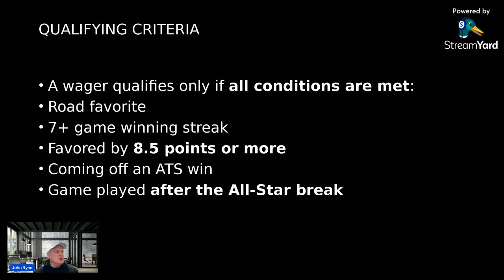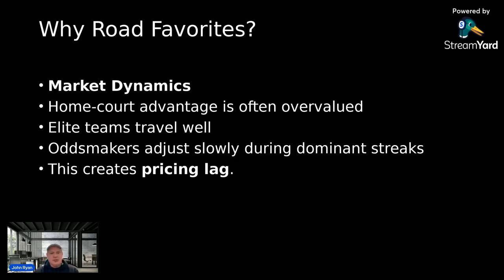And why the road favorite? Historically, markets tend to overvalue home court advantage. Elite teams often travel well, and when they're dominating, oddsmakers can be slow to fully adjust to the new style of winning form. That delay, it's not a prediction, is where potential edges come from. So it's a public betting lag, if you will, where the market is not catching up to the quality of the play, in this case, the Atlanta Hawks.